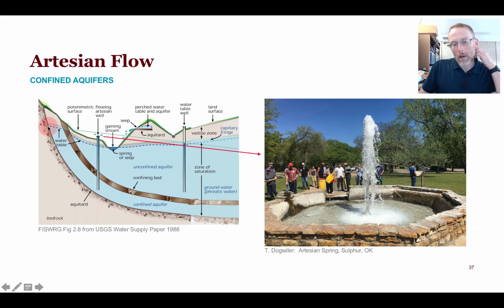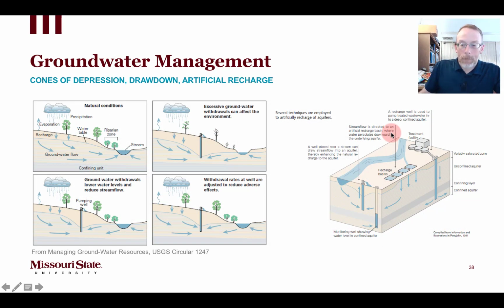Somewhere up in the Arbuckle Mountains, off in the distance from this well, there's an unconfined portion of this aquifer where recharge is occurring, and that water is flowing deep underground and then has found a pathway to the surface through this well, and it flows out naturally.